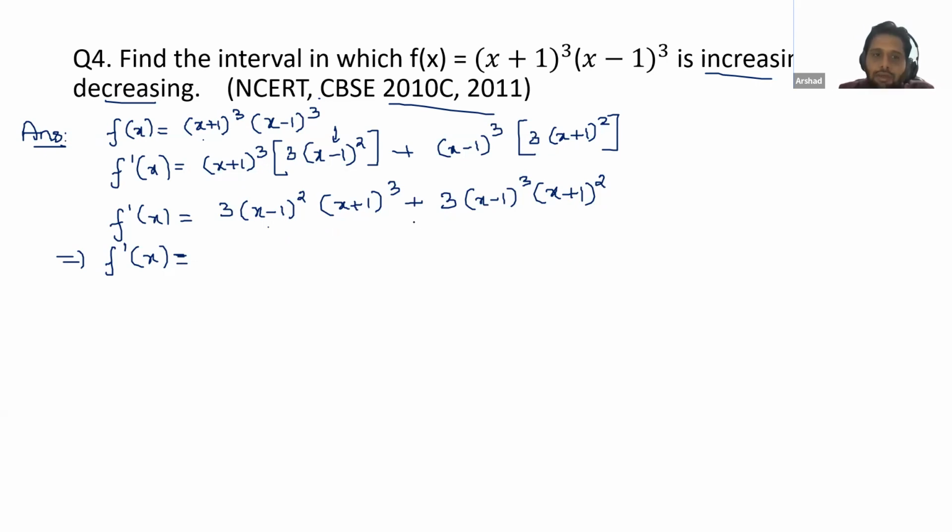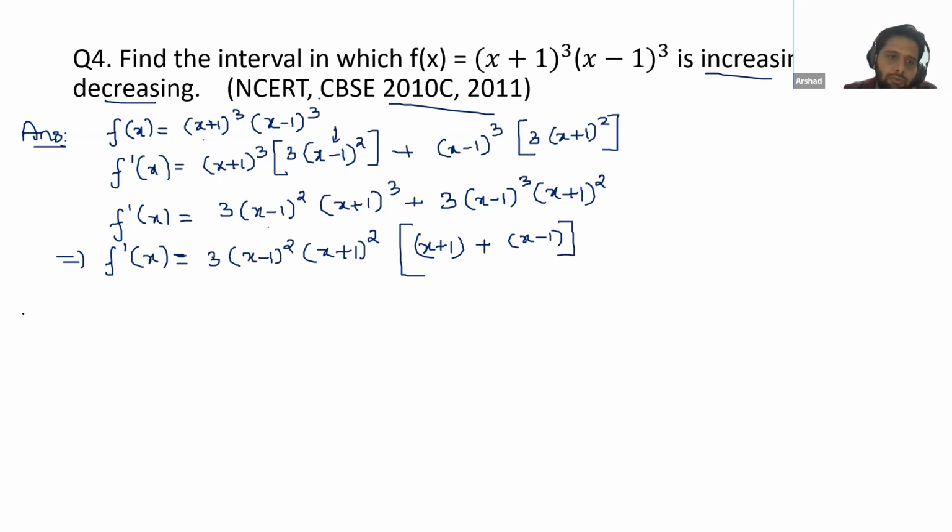So what we have to do here is take out common, that will be best. So 3x minus 1 whole square, x plus 1 whole square. Take out first of all common. So what we will get here: x plus 1 plus x minus 1. So f dash x is equal to 3x minus 1 whole square, x plus 1 whole square, and the bracket, 2x, as 1 and minus 1 will cancel out. So we get this.